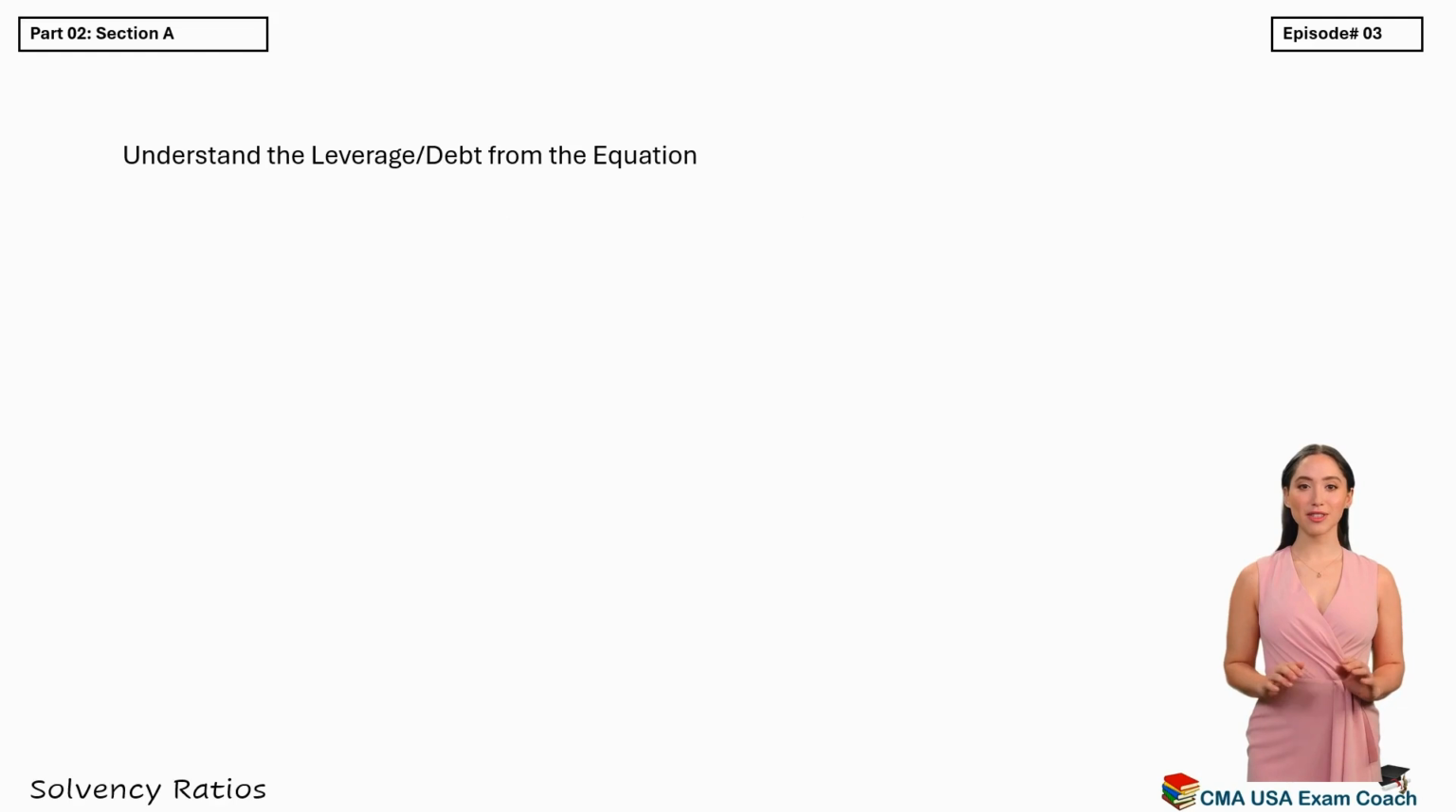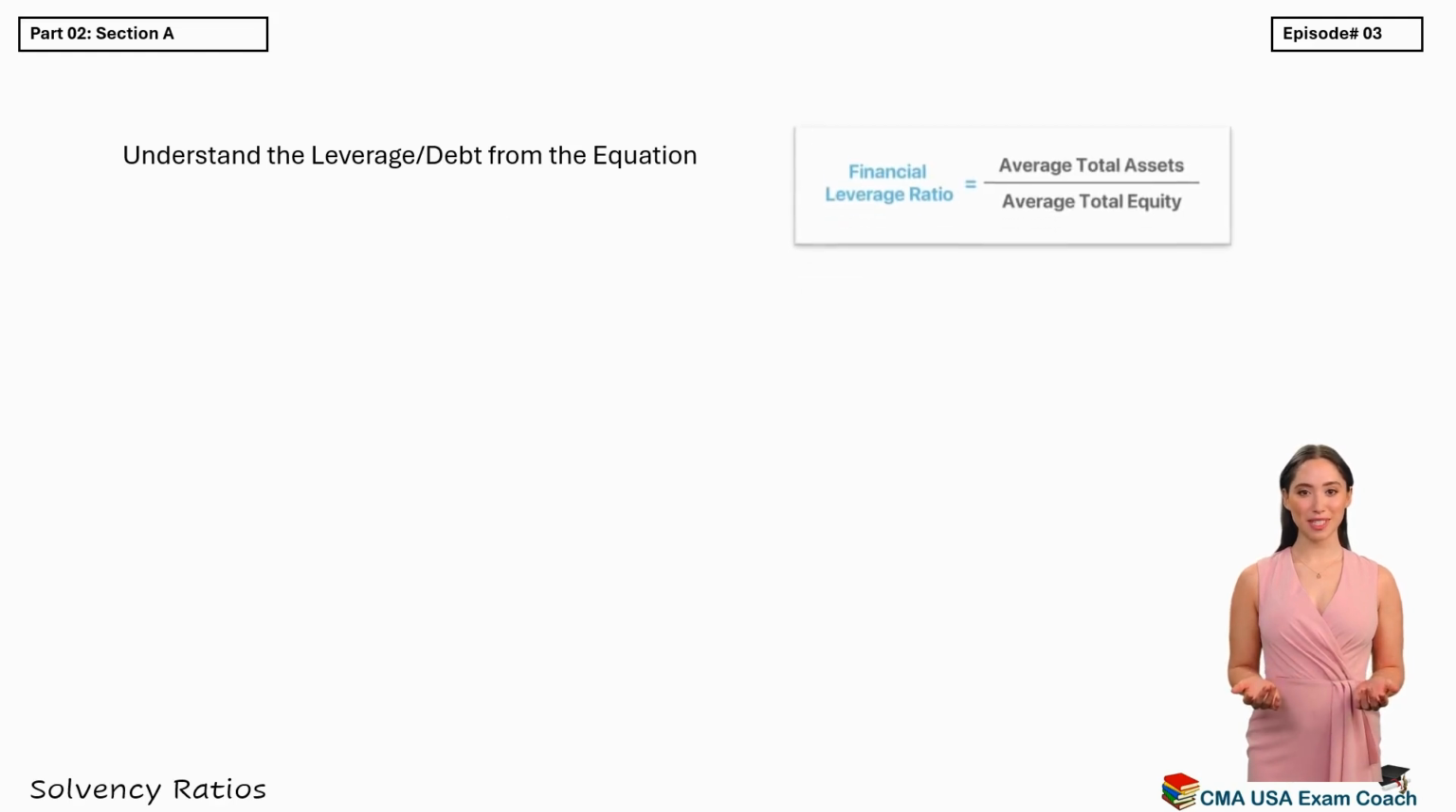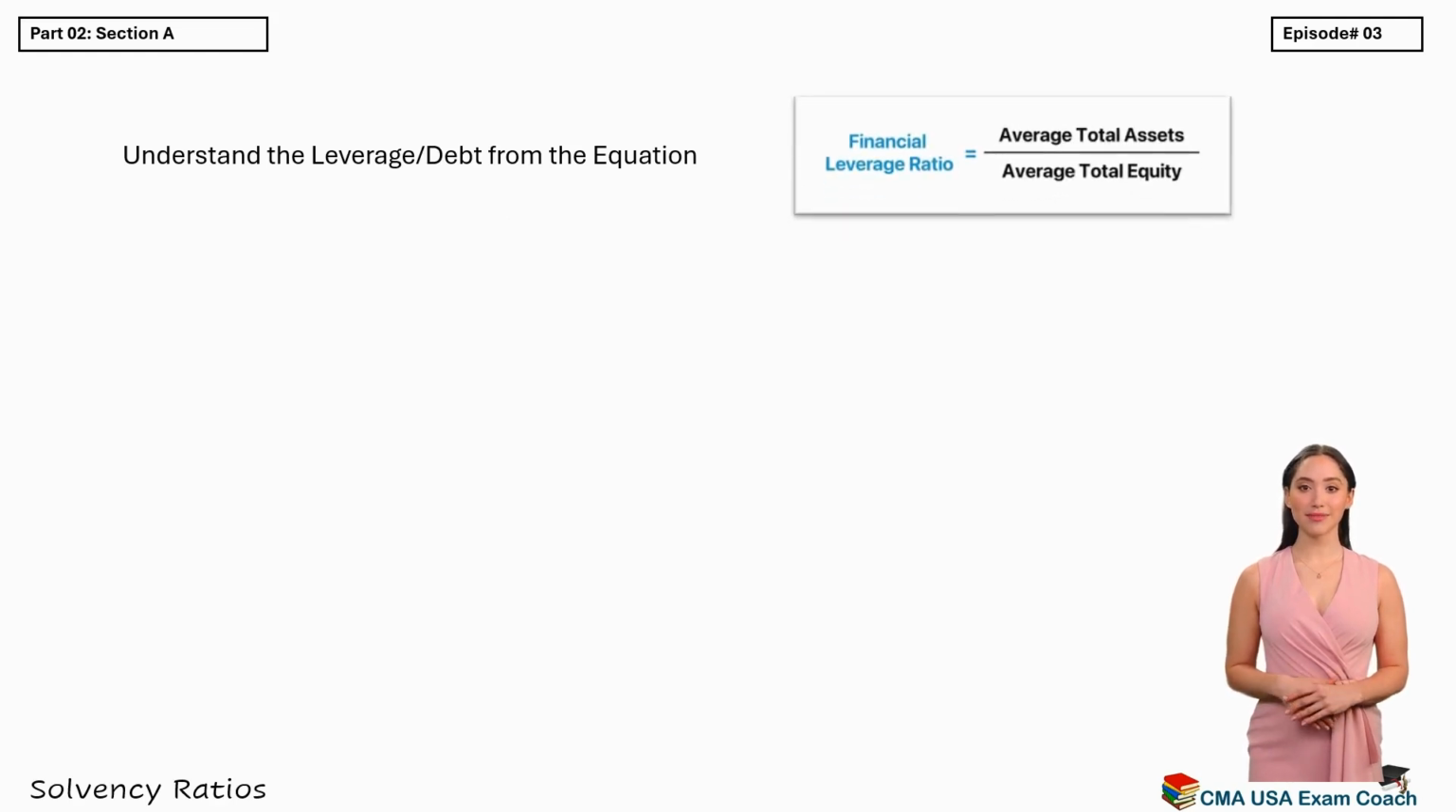Understanding the financial leverage ratio equation. Let's break down the equation and its meaning. The financial leverage ratio is calculated as financial leverage ratio equals total assets divided by total equity. Unlike other solvency ratios, this formula does not explicitly mention debt, but it still gives us valuable insights into how a company is financed.